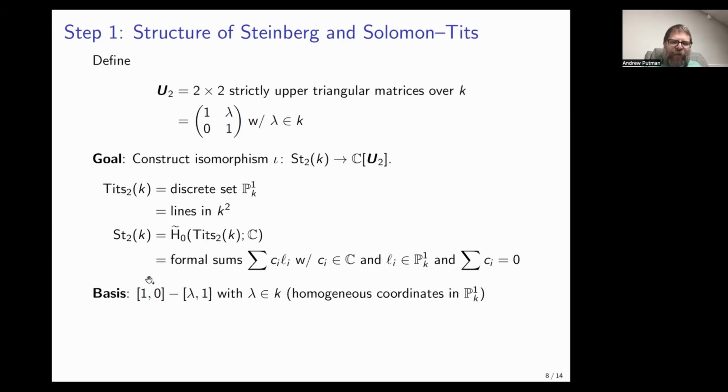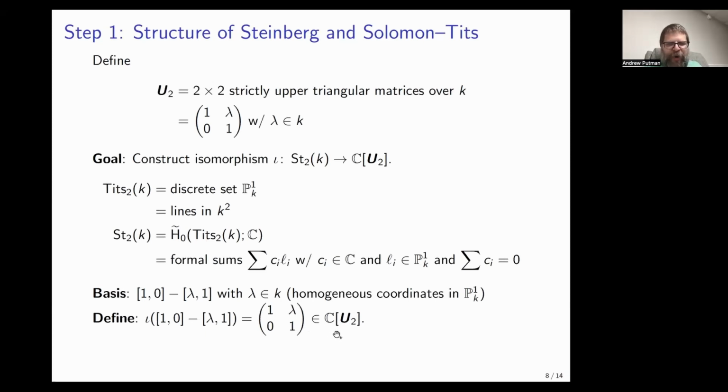Now, you sort of see what's happening. I see (1, 0) minus (lambda, 1), and when you look at U2, we also see the column (lambda, 1). And that is going to be our isomorphism. So the basis element (1, 0) minus (lambda, 1) corresponds to the matrix 1, lambda, 0, 1.